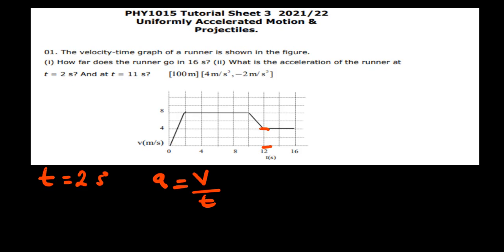So this is 2 seconds, okay, that is 2 seconds. Then what was the velocity at that point? Okay, so you're able to see that the velocity is 8 meters per second. So 8 meters per second divided by the time, which we're saying is 2 seconds.